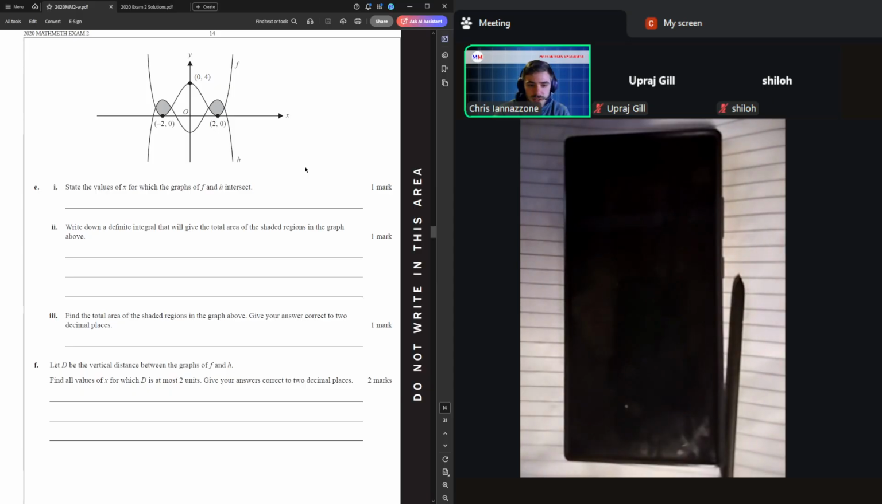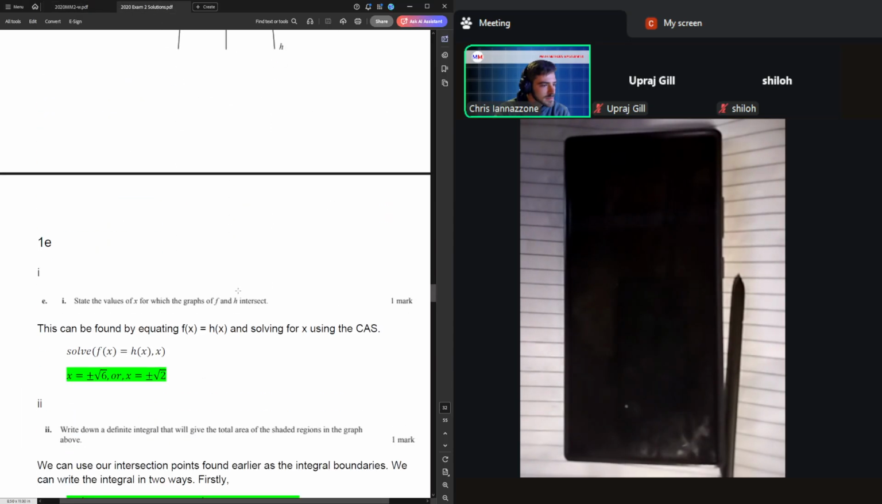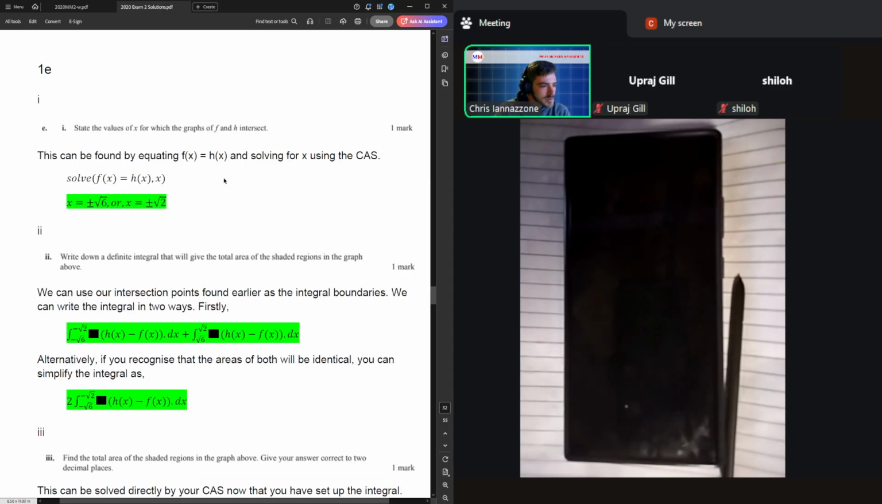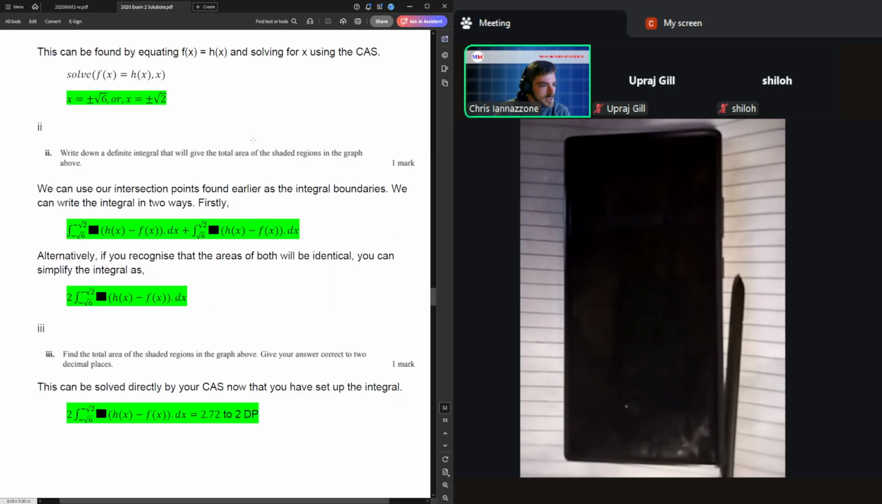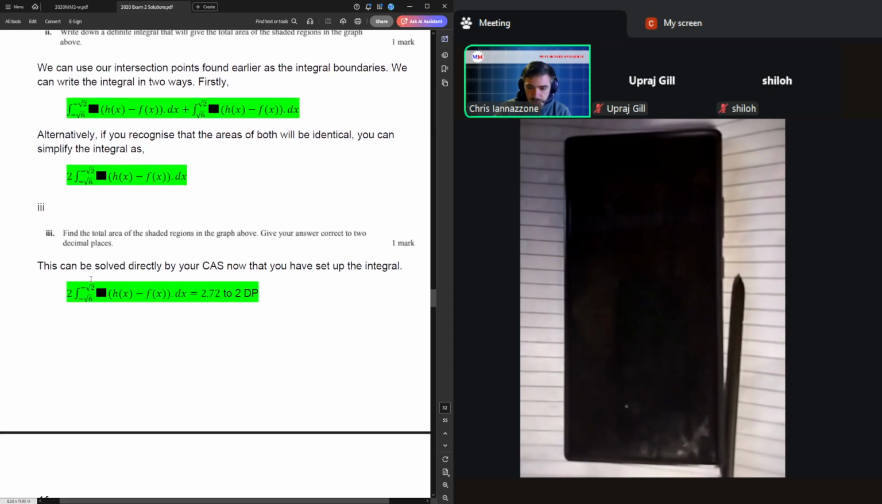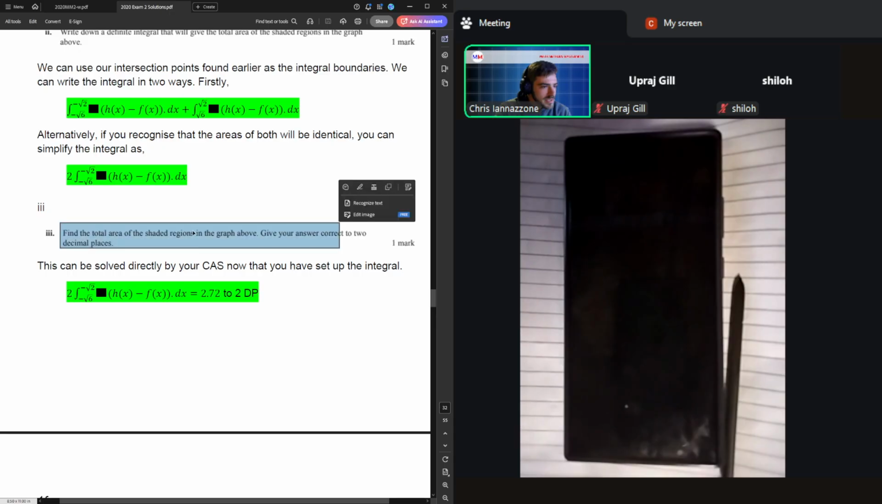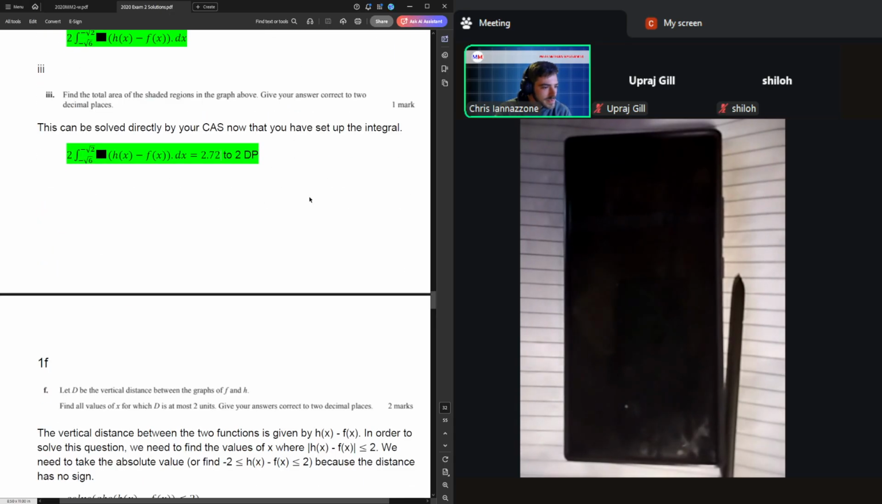There's a couple of ways you could go about this. In this case, it doesn't really matter which one you look at, whether it's this one or that one or both. H is still going to be above F in both of those circumstances. So you're going to do the integral of H minus F, top take bottom, over whatever those x values were, or just double one of those. Then finding the actual area in the CAS, nothing to be said there.